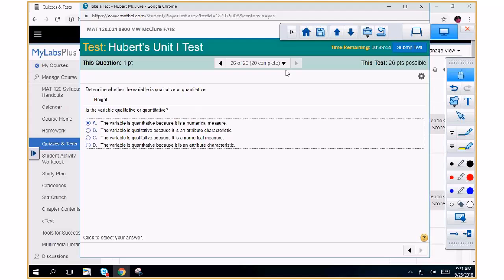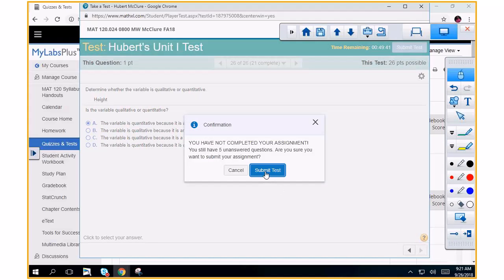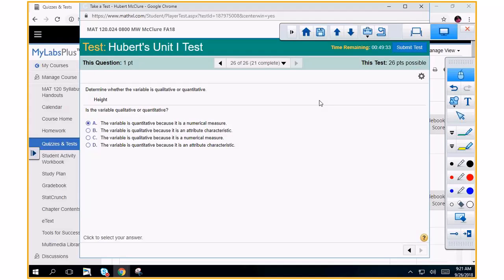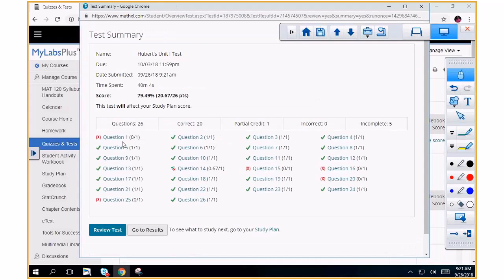So let's check and see what we made. Oh, then it says you have 5 unanswered questions. It even tells you if you haven't completed. And I know which 5 that is. Those are the ones I didn't know. So even if I don't answer 5, I still got a what on the test? An 80.